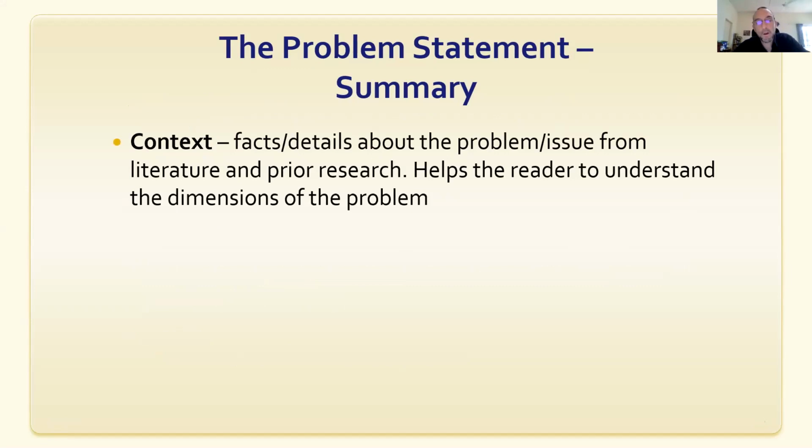Okay, so you start with the context, which is facts or details about the problem, the issue, from the literature and prior research. Again, you start off with that synthesized literature review. Literally, you're going to just glean the most important issues from the literature with supporting references, if possible. You won't always find supporting references, and that's because those references will come later in chapter 2, right? But it does help usually to have references as well in the problem statement. So this helps the reader to understand the dimensions of the problem, okay?